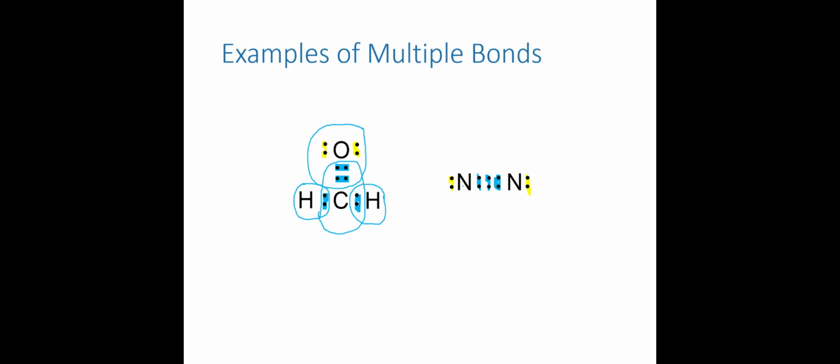How about this nitrogen? It wants 8 electrons, so it's got 2, 4, 6 electrons from the triple bond, and then 2 more for 8 from its lone pair. So the nitrogen on the left has an octet, and then this nitrogen has 2, 4, 6, 8 electrons as well. So it has an octet.